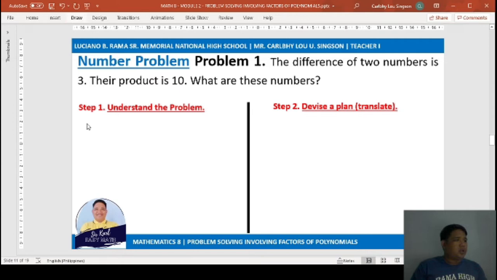We let x be our first number. Since we don't know the number yet, we use the variable x to represent our first number.